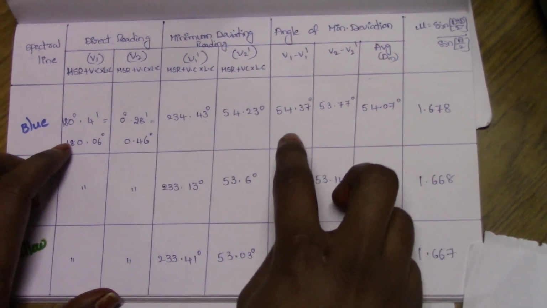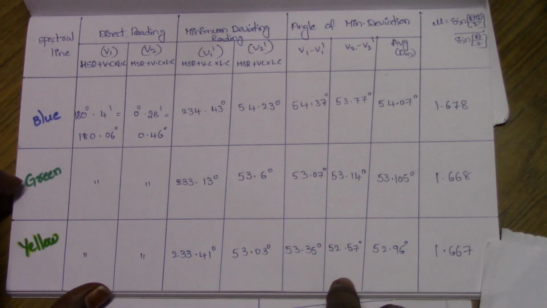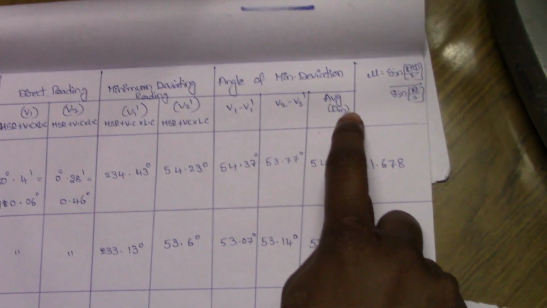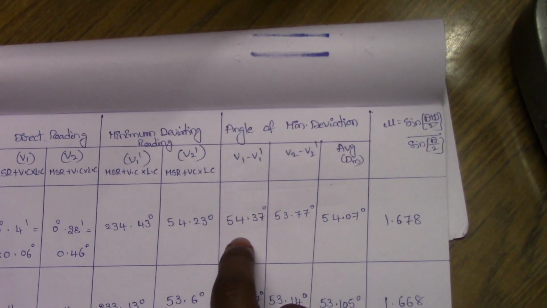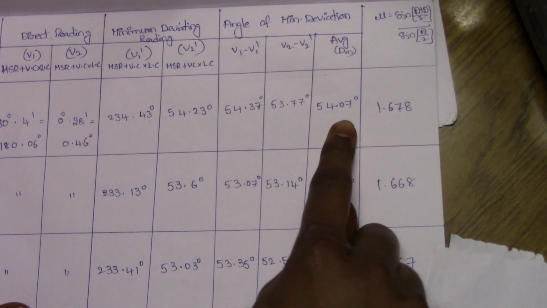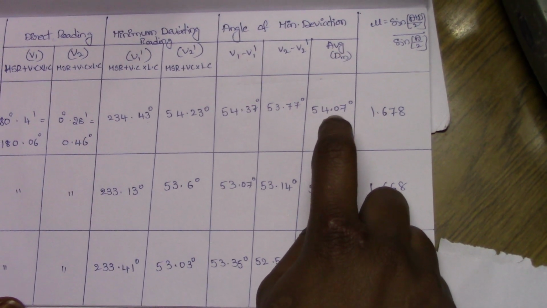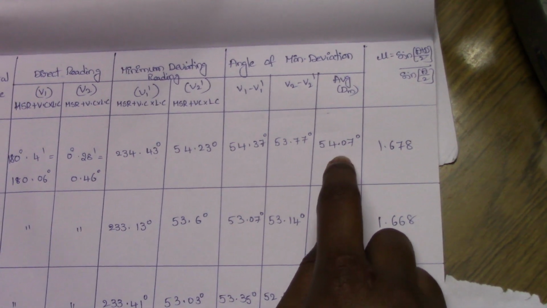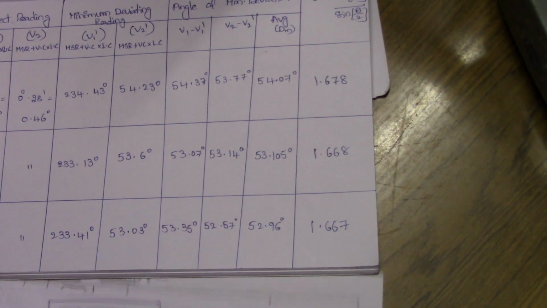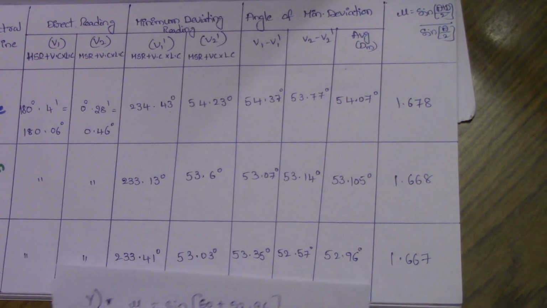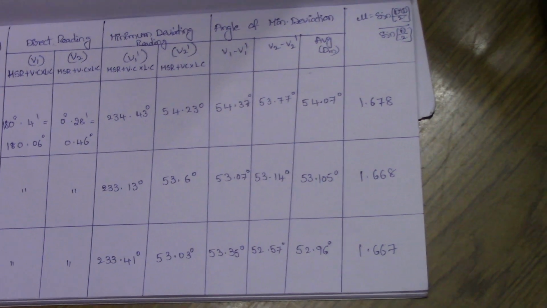Like that you need to subtract both V1 minus V1 dash and V2 minus V2 dash, and write down those values for the respective colors. Finally you need to take the average. This average is our minimum deviation angle. So by adding this difference and this difference and dividing by 2, you will get the angle of minimum deviation. So you now have D_m, and we know the angle of the prism is 60 degrees. You just substitute those A and D values in the refractive index formula.